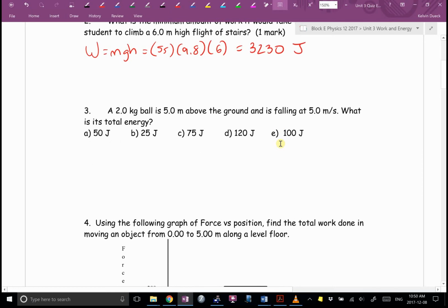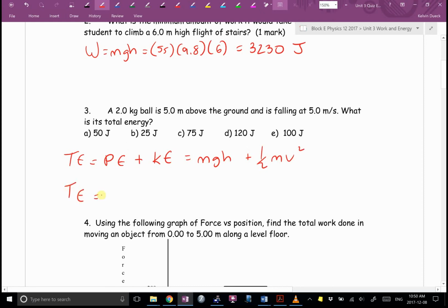Number 3. What's its total energy? Oh, you know what? Total energy is just going to be the potential energy plus the kinetic energy. It's going to be mgh plus a half mv squared.